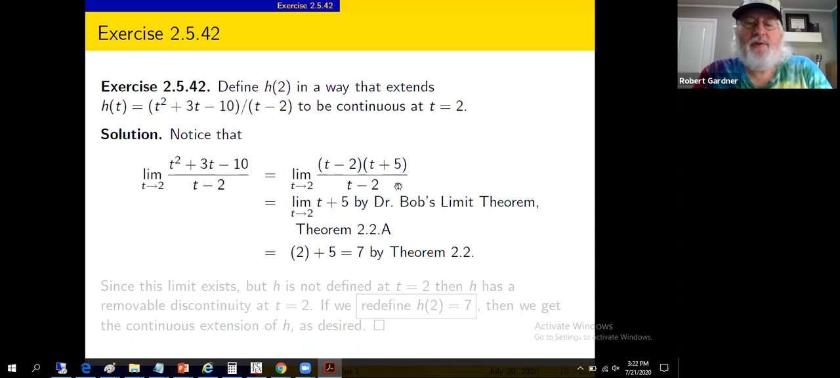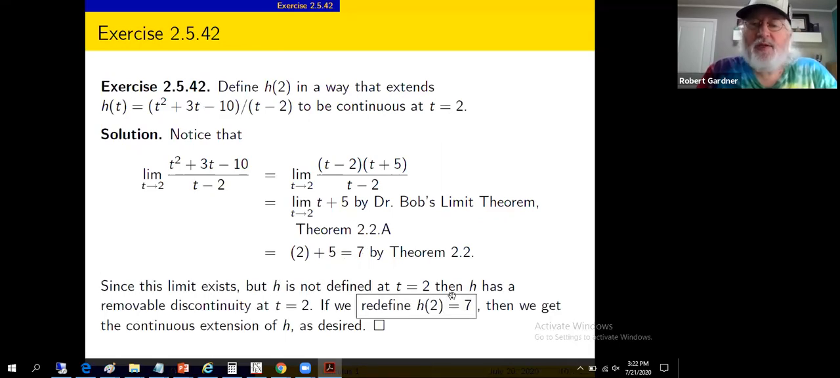We've got t minus 2 in the denominator. Can you cancel those t minus 2s? In a limit, you can. Says who? Dr. Bob's limit theorem justifies the cancellation. We've factored, we've canceled. T plus 5 is a polynomial, so you can evaluate the limit by substituting t equals 2 in theorem 2.2. We factored, we canceled, we substituted. It's back to that. Okay, so the limit exists, and it's 7. The function doesn't exist. Well, why don't we redefine the function at 2 to be 7?